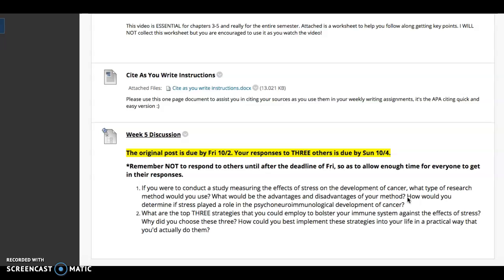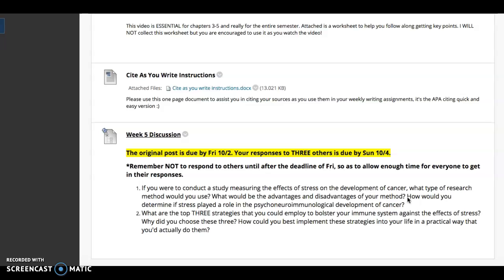And how could you best implement these strategies into your life in a practical way that you'd actually do them, right? So it's great to say things like, oh, I would exercise and I would eat right. But how would you do that? How would you make that practical for you? What would that look like? Would that mean running 3 times a week? Is that practical for you? Would that mean a diet of only bread and water?